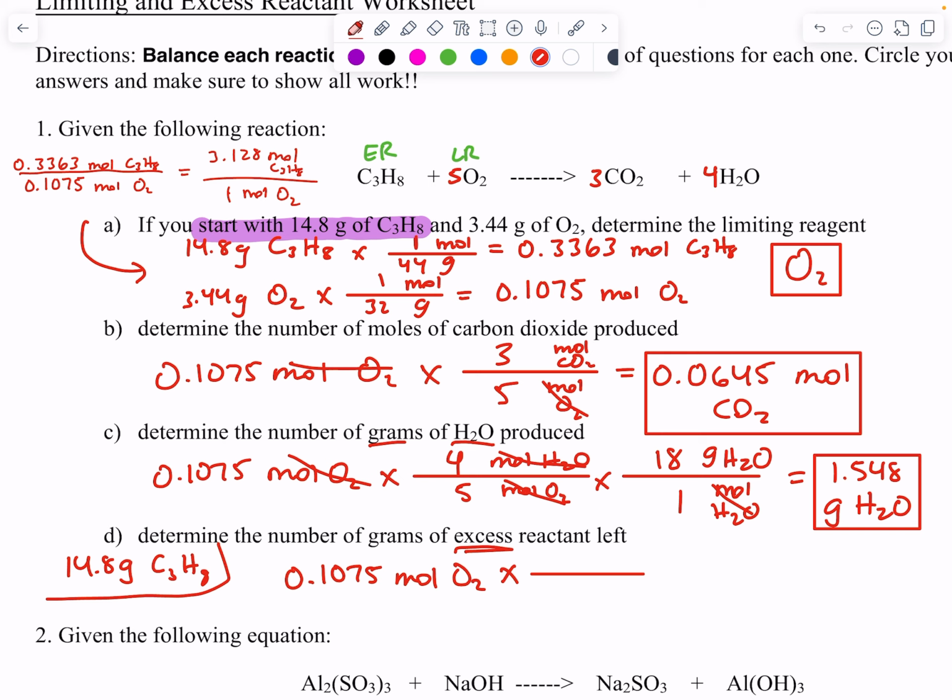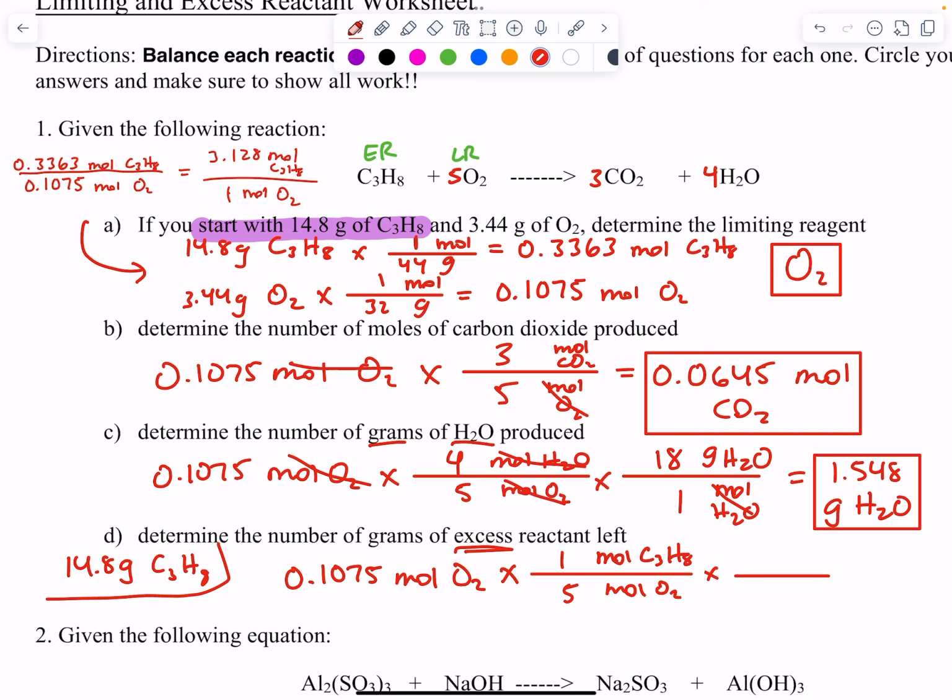Okay, first step is mole ratio. So I'm looking for moles of propane because it asks me grams. So you need to go to moles first. So moles of propane will be first. Grams will be second in the second fraction. Okay, and then I have moles of O2 at the bottom. Mole ratio: 5 moles of O2, 1 mole of propane. Okay, easy.